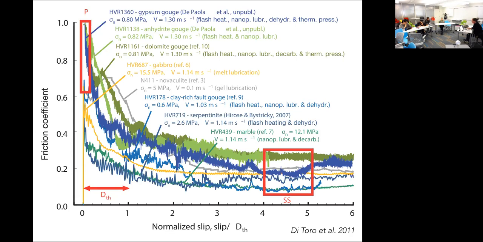So the thing to notice is that it doesn't matter what rock type you're in. He uses rocks where you don't really have earthquakes, like gypsum and anhydrite, and ones where you do, dolomite, gabbro, novaculite, which is just a fancy word for a very specific type of chert. Clays, serpentine, marble, it doesn't matter.